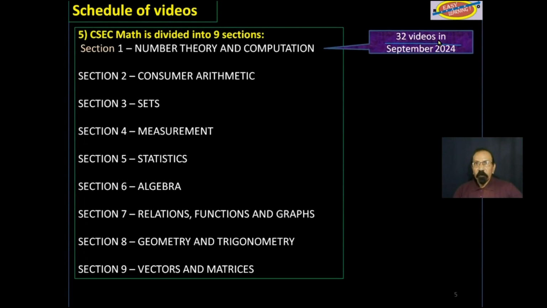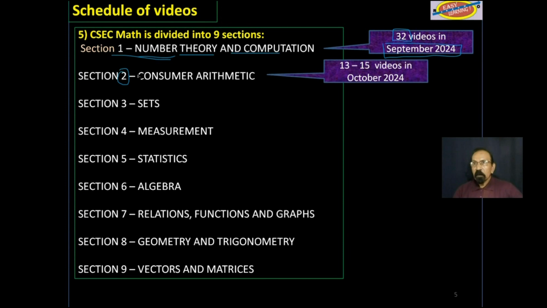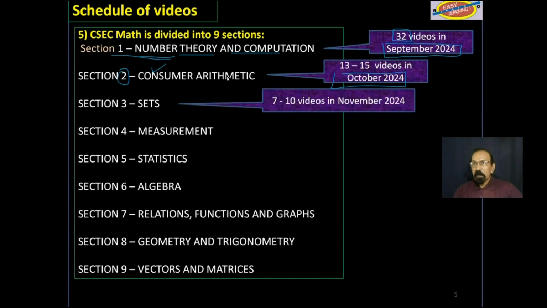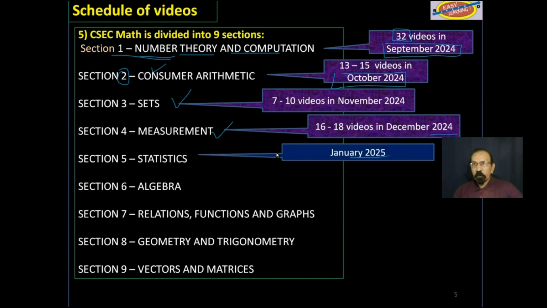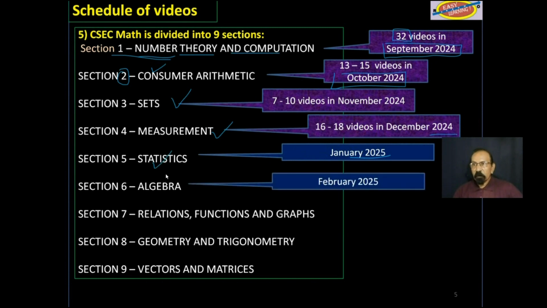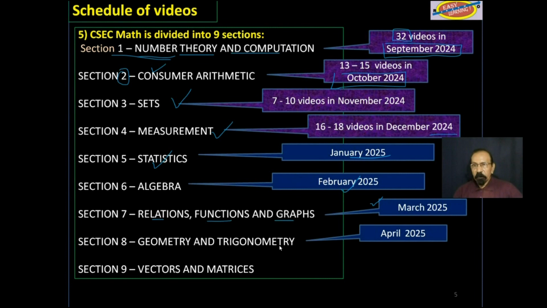Schedule of videos. In September 2024, that is this month, I am hoping to have all 32 videos published on number theory and computation. Then next month, October 2024, consumer arithmetic. The following month, November, sets, followed by measurements. That will take us to the end of the year. Then in January 2025, statistics, followed by algebra in February. Then March, relations, functions, and graphs, section 8 in April 2025, geometry and trigonometry.